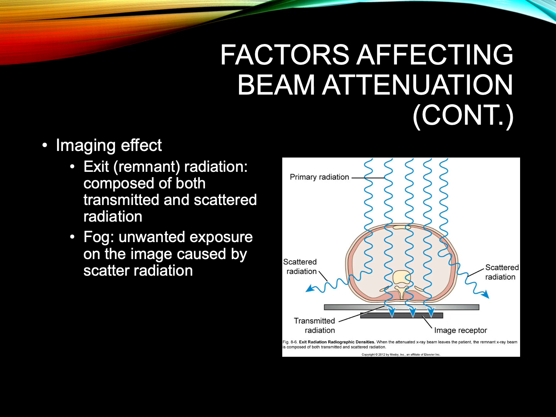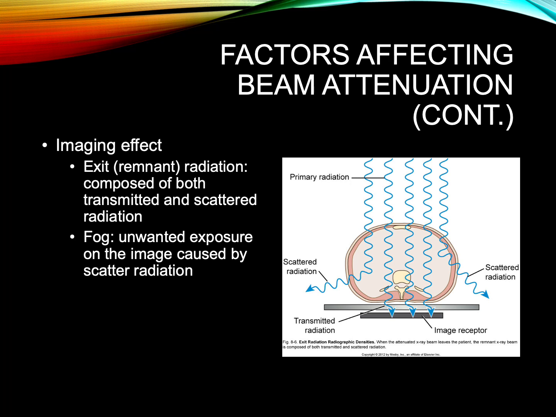The imaging effect. When the attenuated X-ray beam leaves the patient, the remaining X-ray beam, referred to as exit radiation or remnant radiation, is composed of both transmitted and scattered radiation. The varying amounts of transmitted and absorbed radiation, or differential absorption, create an image that structurally represents the anatomic area of interest.